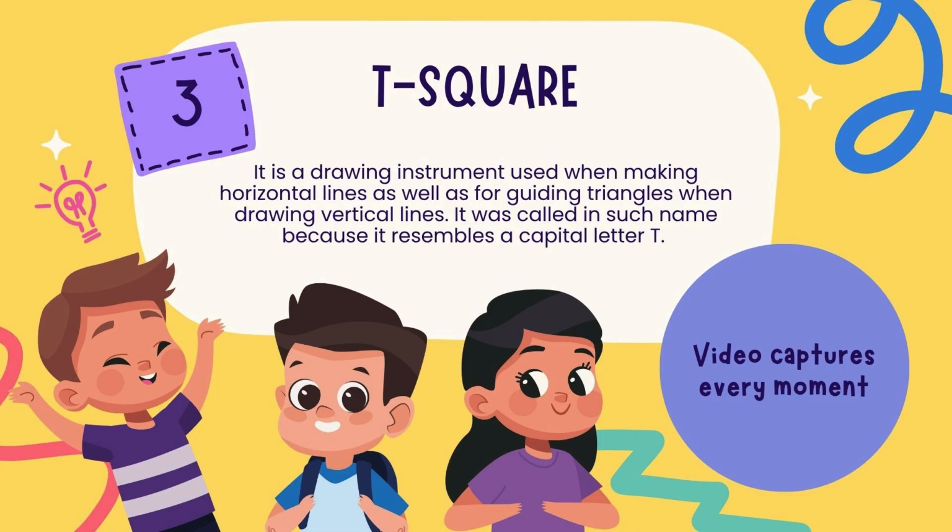T-square. It is a drawing instrument used when making horizontal lines as well as for guiding triangles when drawing vertical lines. It was called by such name because it resembles a capital letter T.